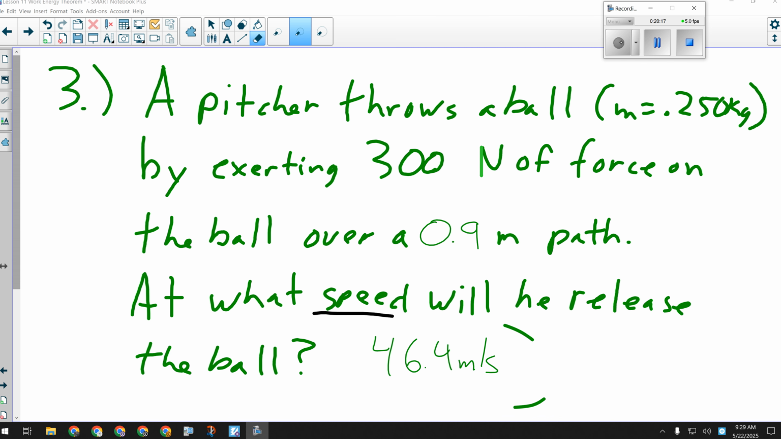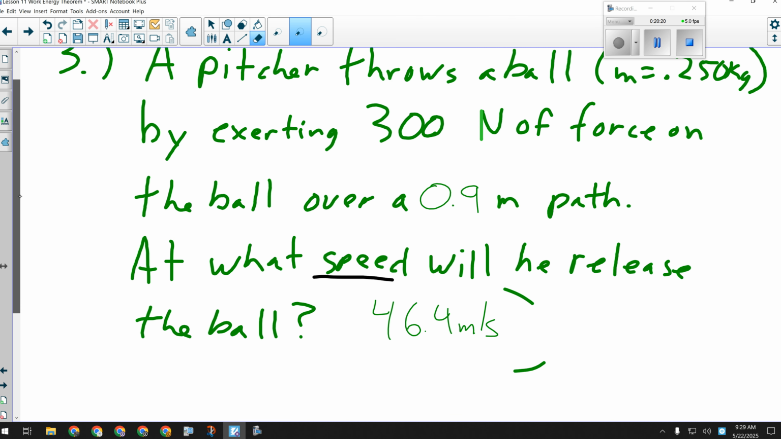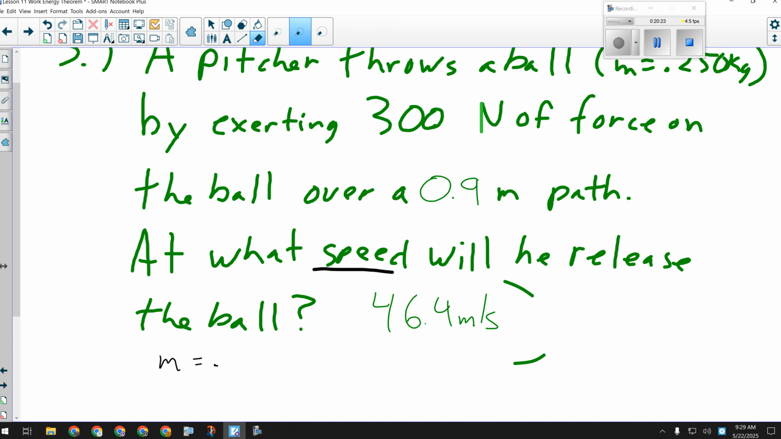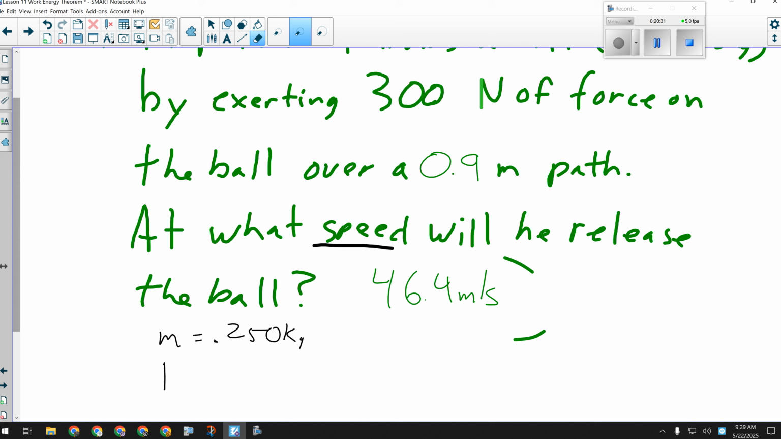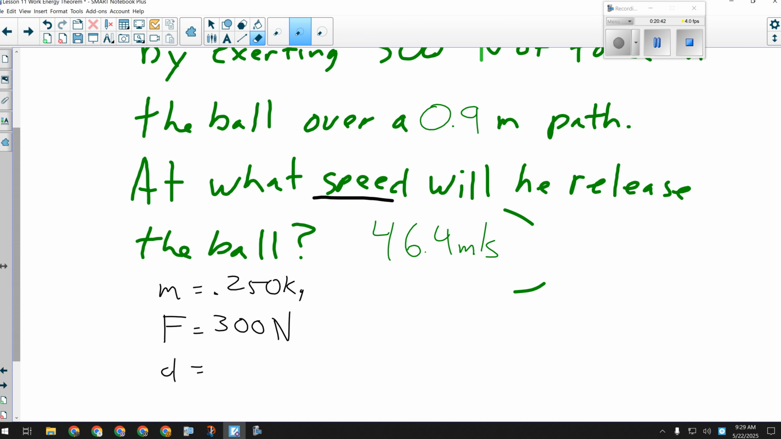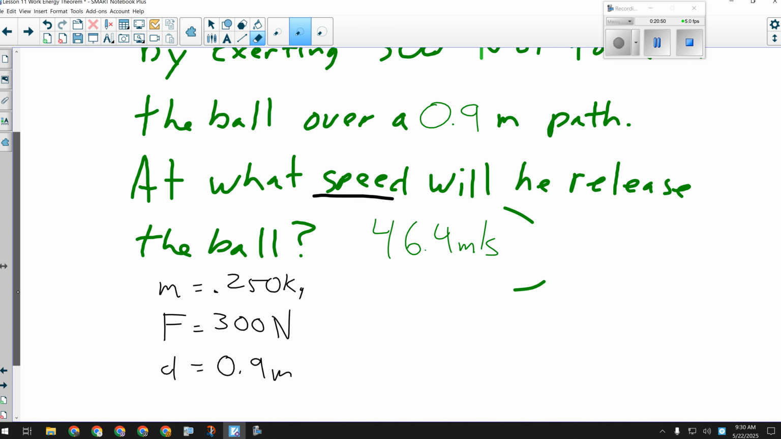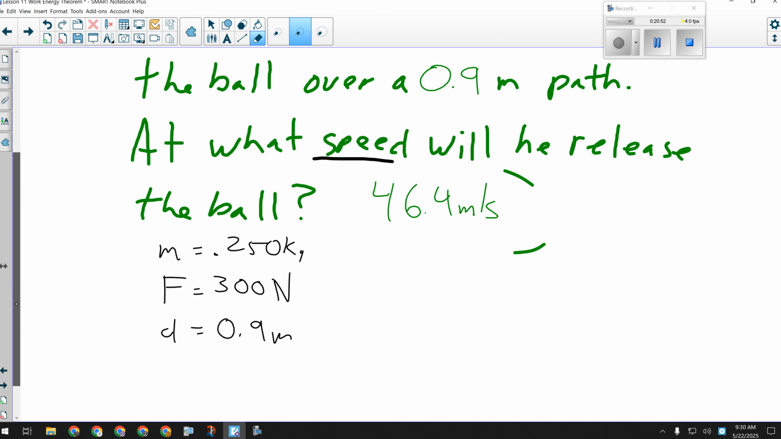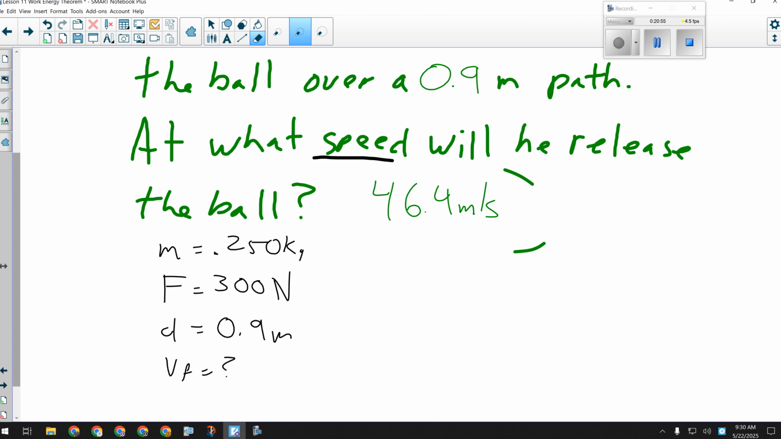So we know the mass of the baseball is going to be 0.250 kilograms, and they use 300 newtons worth of force over a 0.9 meter path. So that would be the distance. At what speed will he release the ball? So we're looking for VI or VF? VF. What's VI? 0.